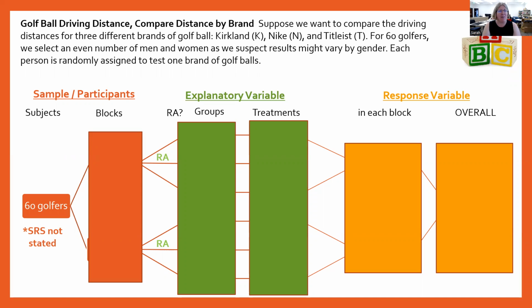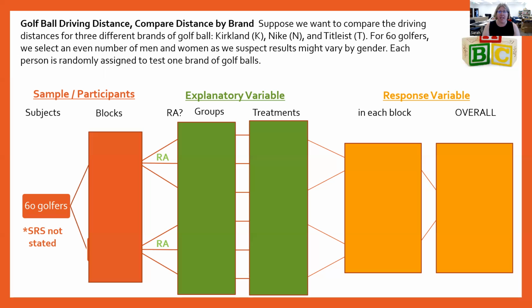For 60 golfers, we select an even number of men and women as we suspect results may vary by gender. Each person is randomly assigned to test one brand of golf balls. Okay, so it says we're starting with 60 golfers, and it doesn't tell us if we have a simple random sample. So I just put that that's not stated.